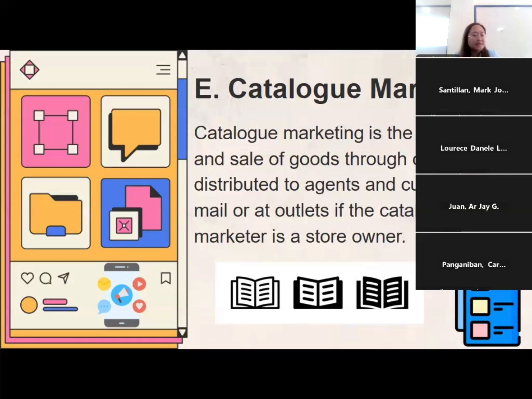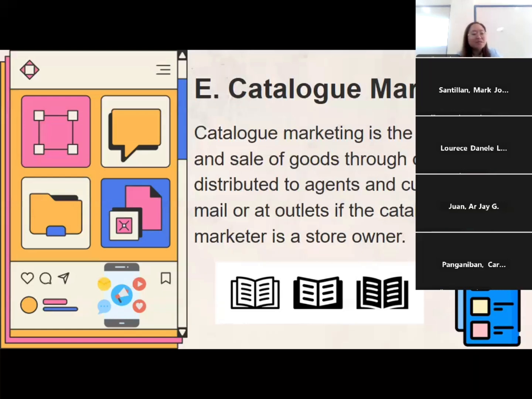Modern trends: they do online catalogs. Many companies now use online catalogs due to their lower cost and ease of updating. For example, Amazon operates a vast online catalog where customers can browse, compare, and purchase products. We can say that catalog marketing continues to be effective for providing a wide range of products and convenience, but it is increasingly complemented or replaced by digital solutions.